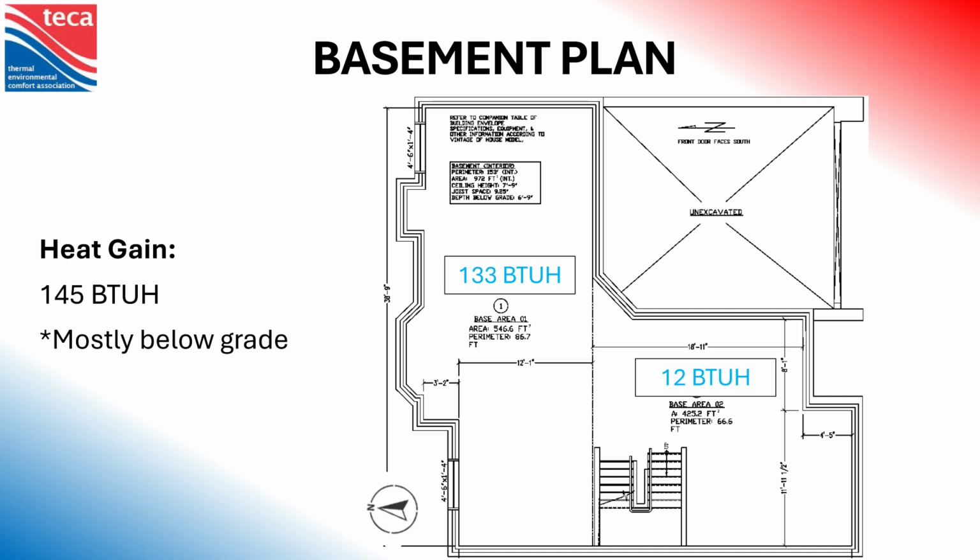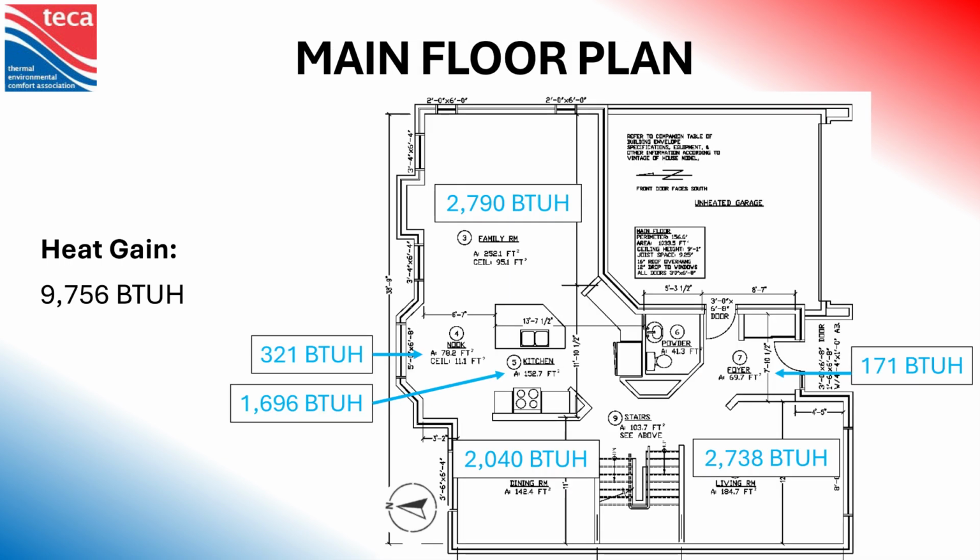Taking a quick look at the basement, this is mostly below grade. It's about 1,000 square feet, and it only has a heat gain of 145 BTUs. This really highlights that the foundations, the below grade elements, are basically ignored in CSA F280. The only heat gain is really coming from the two northern windows. On the main floor, we have about 10,000 BTUs. That seems, you know, proportionally quite high compared to the basement, but we'll take a look at why some of these loads are coming in a little bit higher.